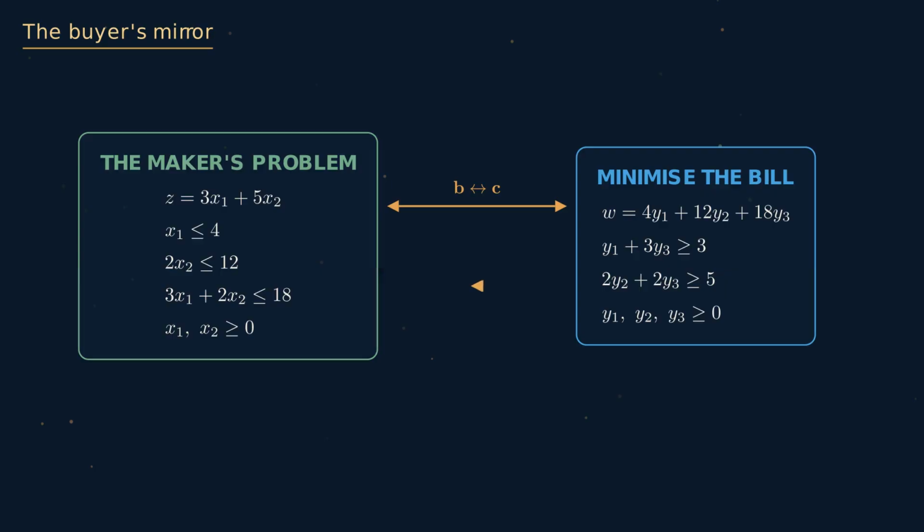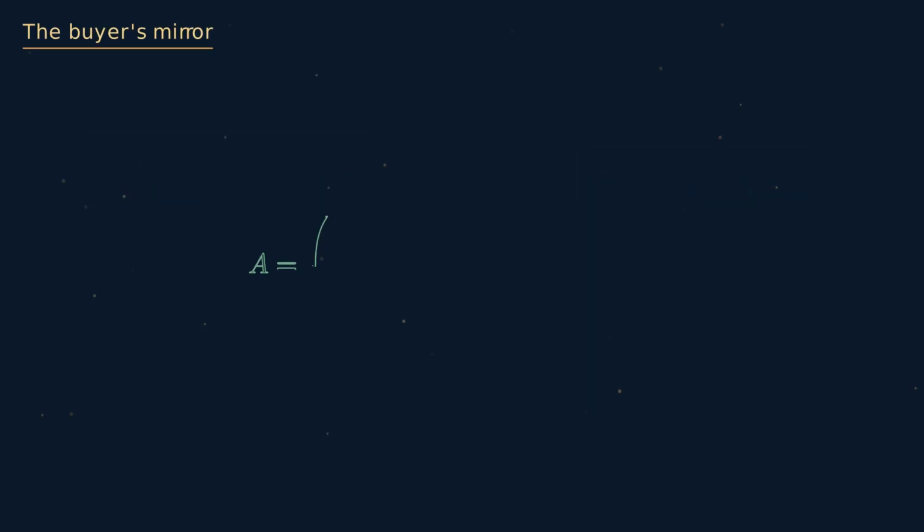The maker's profits became the buyer's requirements. The maker's supplies became the buyer's costs. Maximize flipped to minimize, and every less than turned into a greater than. Structurally, there is just one operation here. The table of coefficients gets tipped on its side.